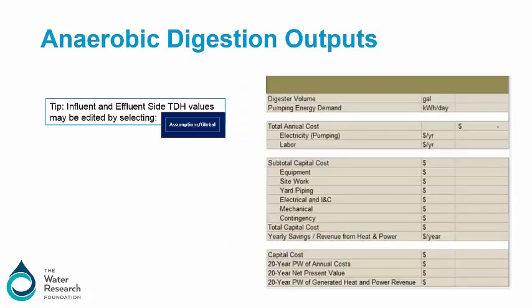The model generates digester volume based on flow rate, dilution ratio, and SRT. Based on reaction volume, the model calculates capital costs and annual costs. Annual costs are also impacted by influent and effluent TDH assumptions. The tool also calculates 20-year NPV for the process using capital, annual O&M, and energy generation revenue.